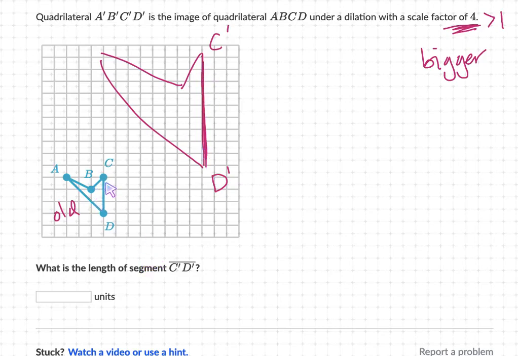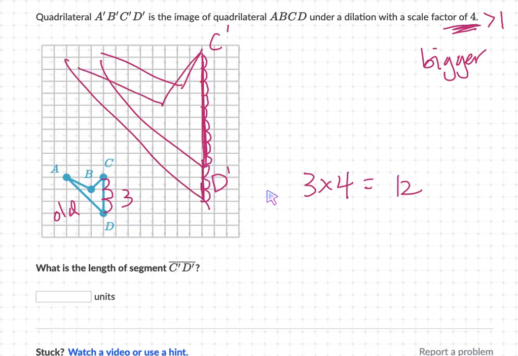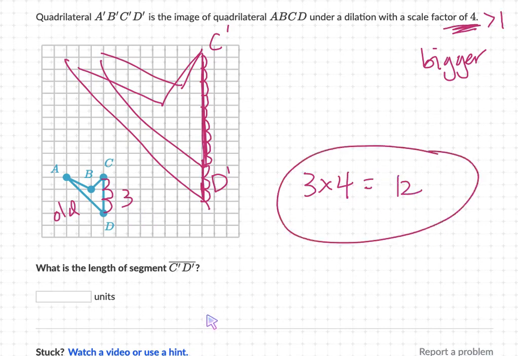Okay, so what I'm going to do is I'm going to count the original. That's 3. It is getting bigger by a scale factor of 4. So 3 times 4 means that it's going to become 12. So I don't even know if the sketch is correct. 1, 2, 3, 4, 5, 6, 7, 8, 9, nope, 10, 11, 12. So it got even bigger than what I sketched out. Okay? So this is what I mean by multiplying is more precise. So we took the old length of CD, we multiplied by the scale factor of 4, 3 times 4, so we'll get 12 for our new one.